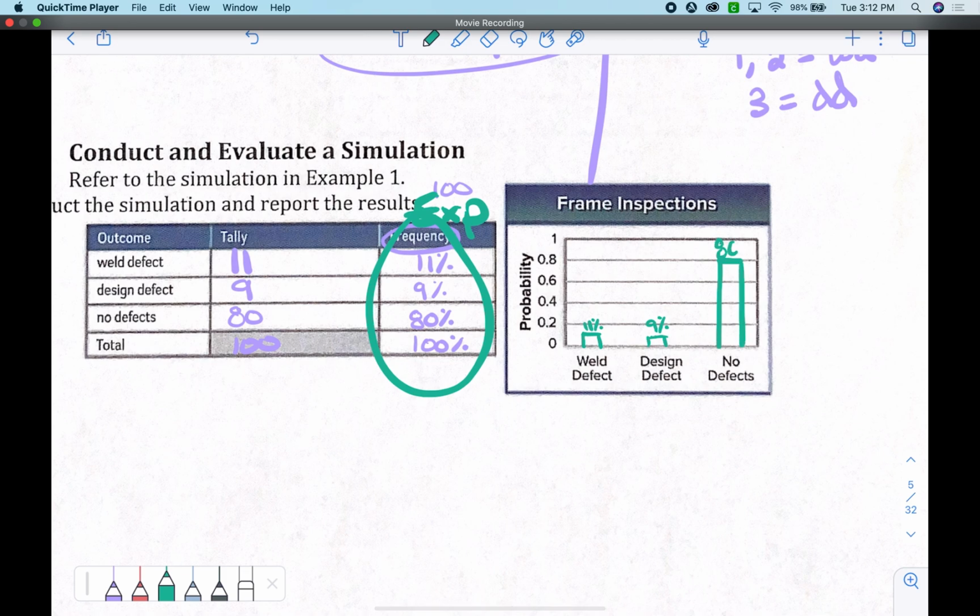80%. There we go. There we are. Just graphing our results. This is the results of our experiment, and there we go. Happy with that?